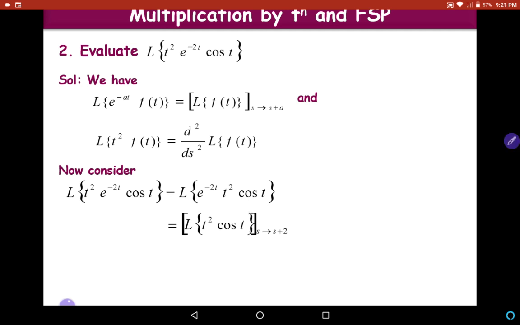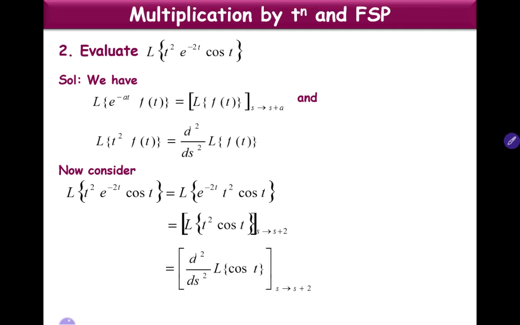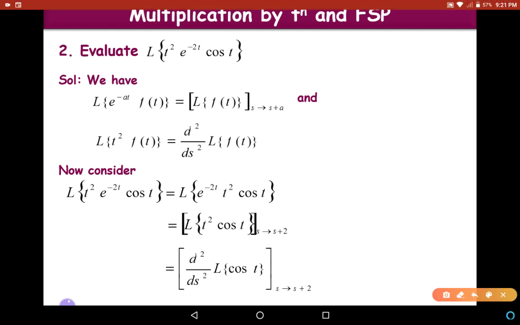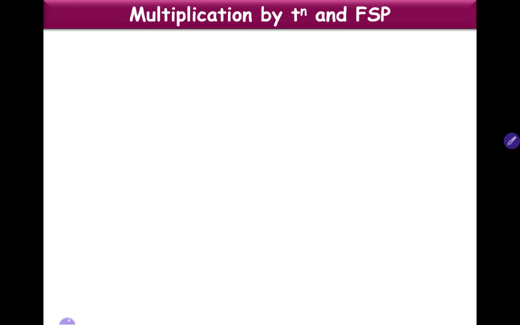What is L of t square cos t? It is d square by ds square of L of cos t, where s should be replaced with s plus 2. Now first we will find L of cos t. What is L of cos t? It is s by s square plus 1. Now we should differentiate it 2 times, because we have d square by ds square here. So this gives d square by ds square of s by s square plus 1, where s is replaced with s plus 2. So first let us differentiate one time.